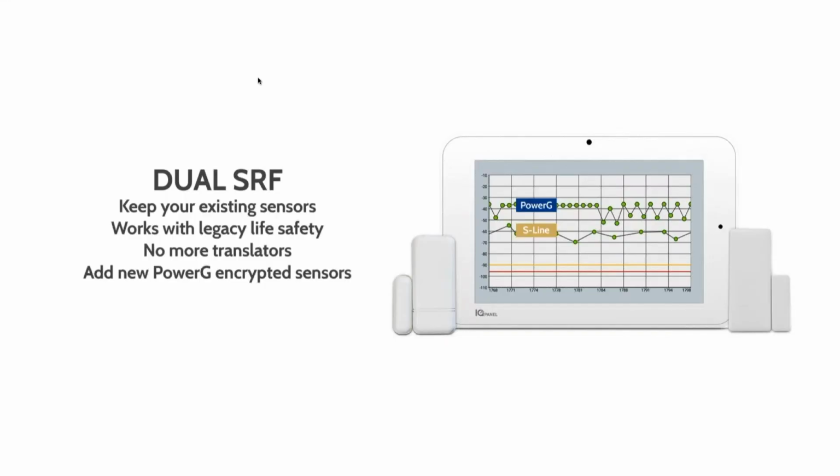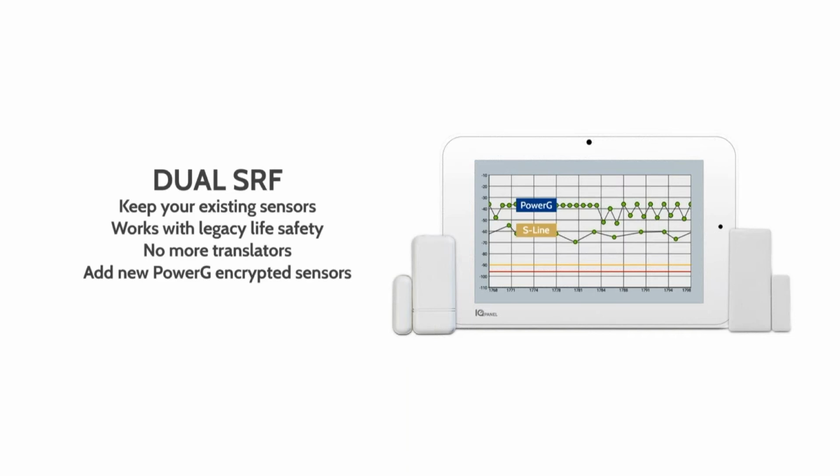So the next section, and this is something that a lot of you have been asking about already, which I totally appreciate, is the dual SRF support. Dual SRF is the ability to have 2 radio sensors or security radio ecosystems in it. Security radio frequency is what SRF stands for. So 2 security radio frequencies. In this particular case, PowerG and an S-Line, or the encrypted 319.5 radio, exist within the panel at the same time. Dual SRF allows you to keep your existing sensors.